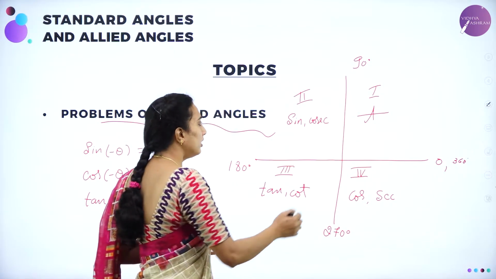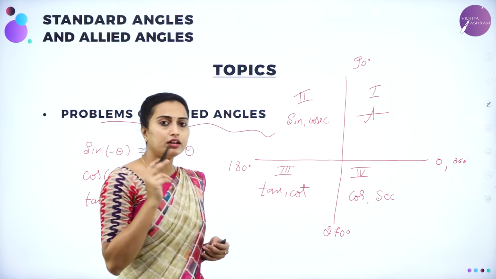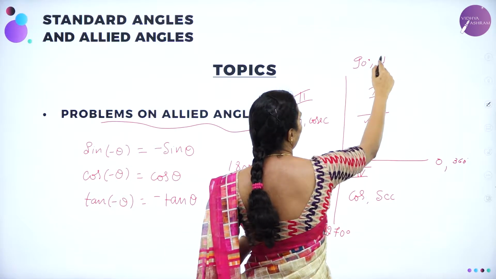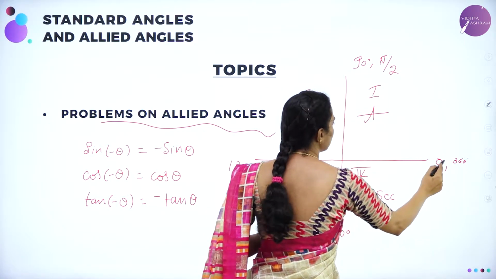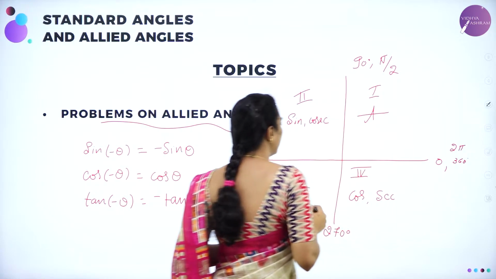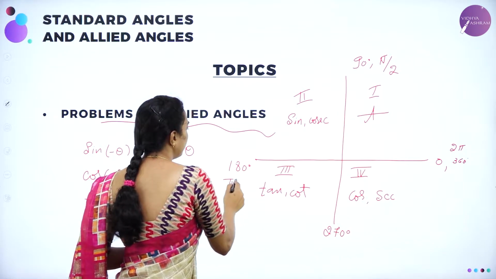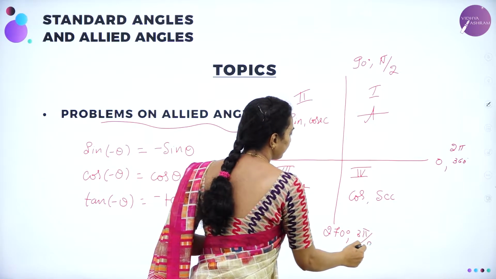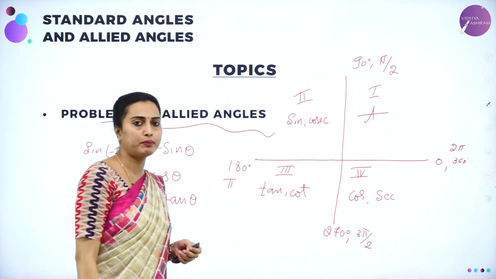Now, here 90 degree and 270 degree, 90 degree can also be written in the radian as pi by 2, and this is nothing but 0 radian, and 360 degree can be written as 2 pi, 180 degree can be written as pi, 270 degree can be written as 3 pi by 2. This also you have to remember.